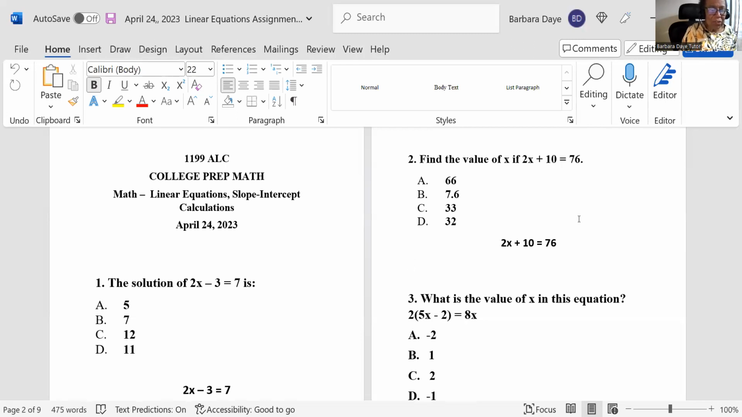What should I do first? 2x plus 10 equals 76. What do I do first, Maureen? You subtract 10 from both sides. That's right. And what do I get?